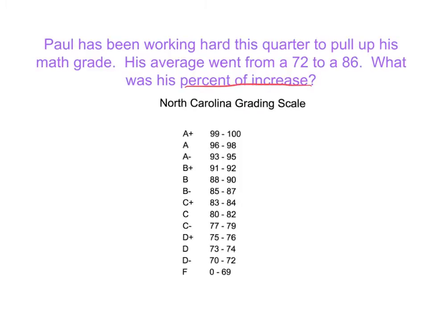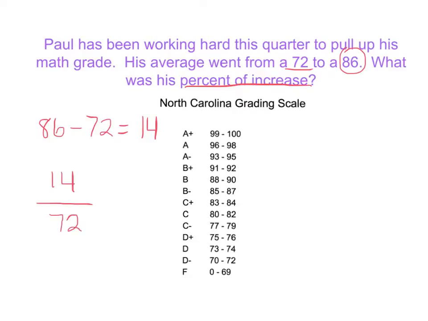So to find the percent of increase, I'm going to use the formula. First, I need to find the difference between the current grade and the past grade. So I need to figure out what 86 minus 72 is. As you can see, you have a larger number minus a smaller number. That will give us a positive 14. So the difference needs to now be divided by the original grade, which was a 72.